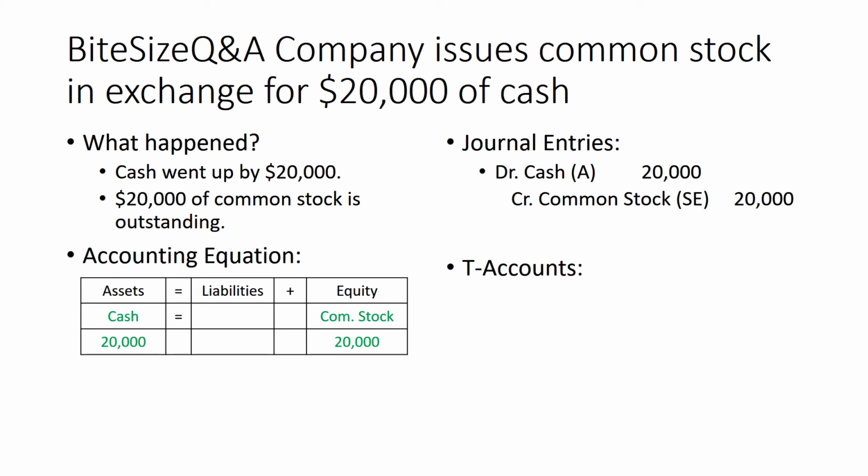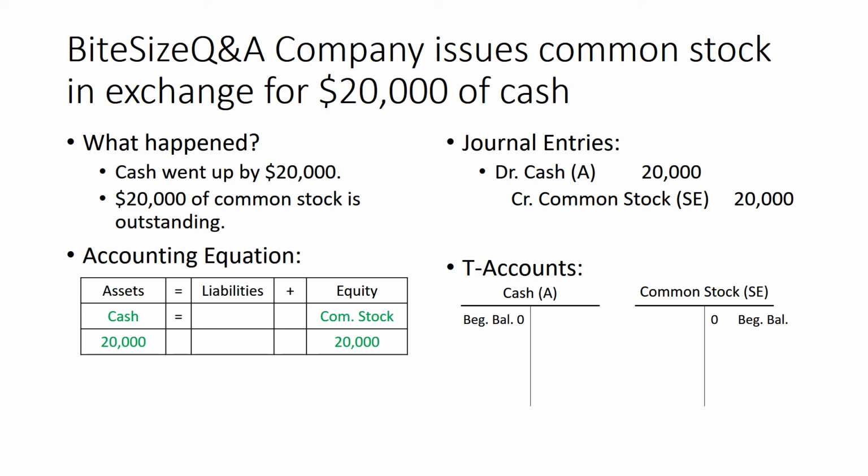Next, let's think about T accounts. T accounts are graphical representations, and let's start with cash. Since cash is an asset, its beginning balance will be on the left-hand side, and let's assume that it is 0. In contrast, common stock is a shareholder's equity account, so its beginning balance will be on the right-hand side, and let's assume that it's 0 as well.